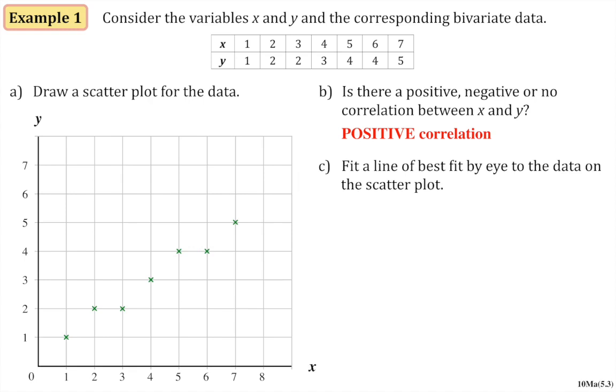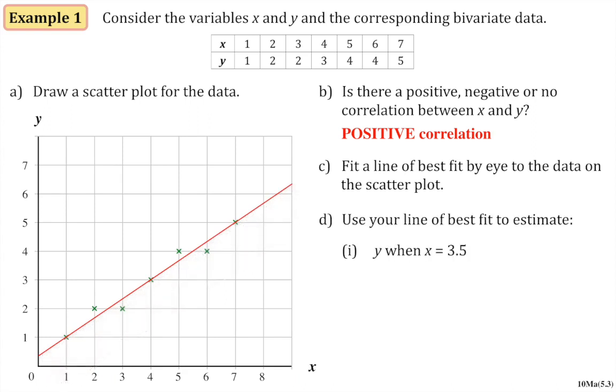Next part says to fit a line of best fit by eye. Now, you're going to need a ruler to do this. Without a ruler, it's very difficult. So what we do is we bring in a ruler and we place it in such a position that when we draw our line of best fit in, you can see that I have a few points above my red line and a few points below my red line. I even have some that are on the red line, which means my line of best fit or my trend line is pretty close to where I want it to be.